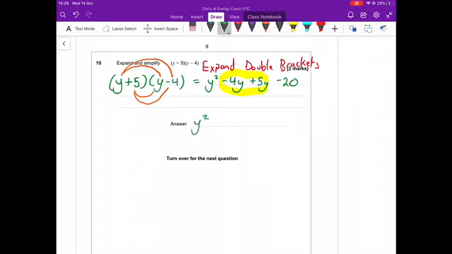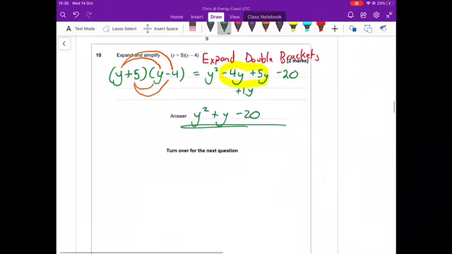My answer is going to be y squared. What is minus 4y add 5y? It's minus 4 add 5 is 1, so it's like positive 1, so it's like plus 1y, or just plus y, okay, and then minus 20. That is your answer, okay? So that's another basic thing that you need to be able to do on a higher paper, definitely, okay? Expanding double brackets, okay? Next one.